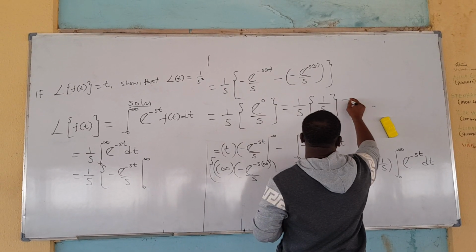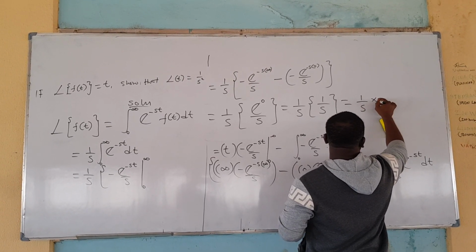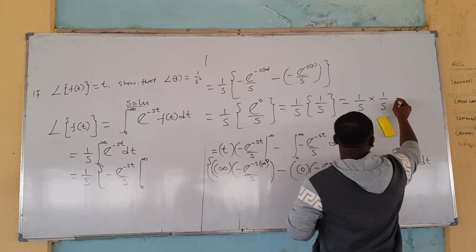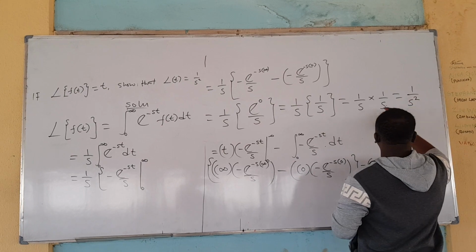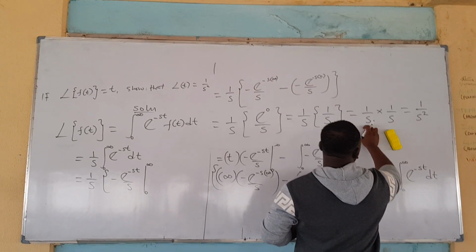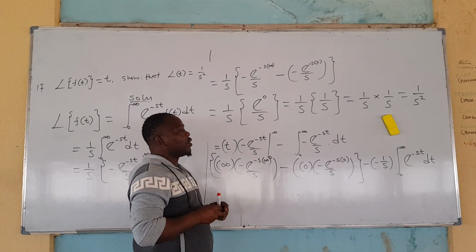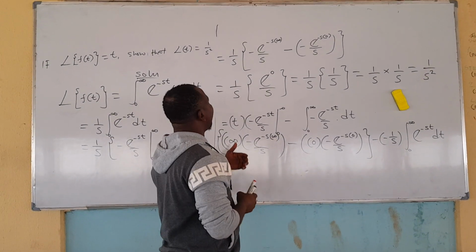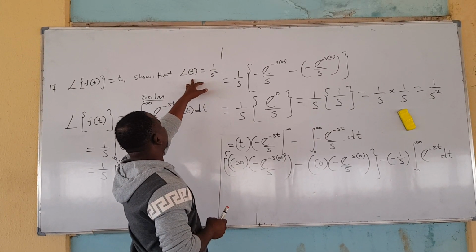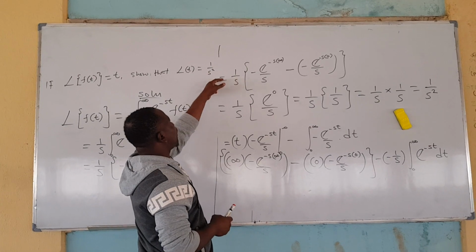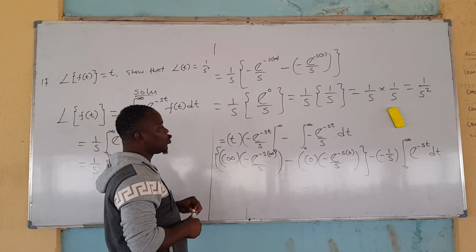If we multiply out this bracket, this one will now be 1 all over s times 1 all over s. This will give us 1 all over s raised to the power 2, because s times s gives us s squared. So you can see that we are able to show that the Laplace transform of t is equal to 1 all over s raised to the power of 2.